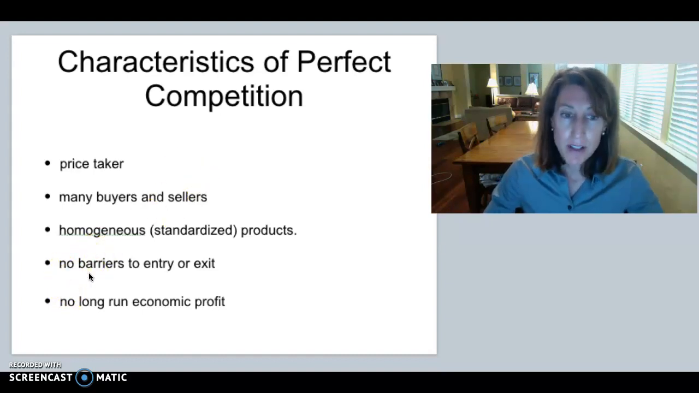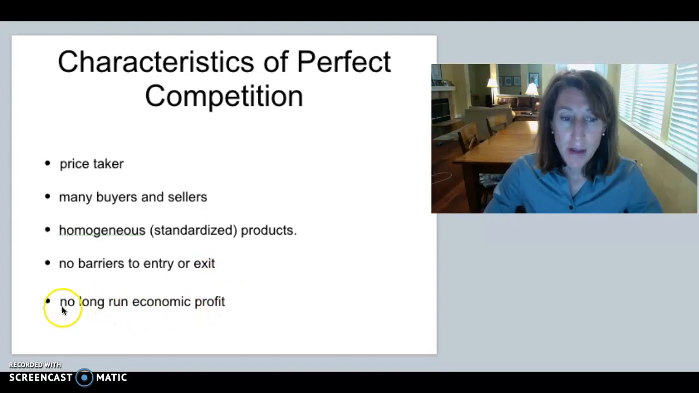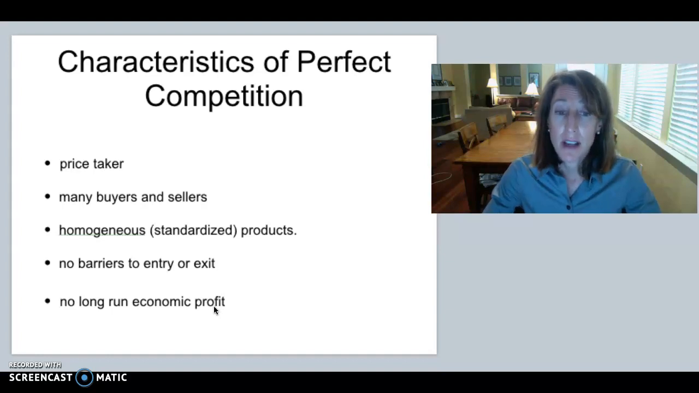Also, there are no barriers to entry or exit. So if there are profits, other firms can enter and be a part of this industry. If there are losses, firms can leave in the long run. And that's going to lead us to zero or no long-run economic profits. And these are unique attributes for perfect competition.